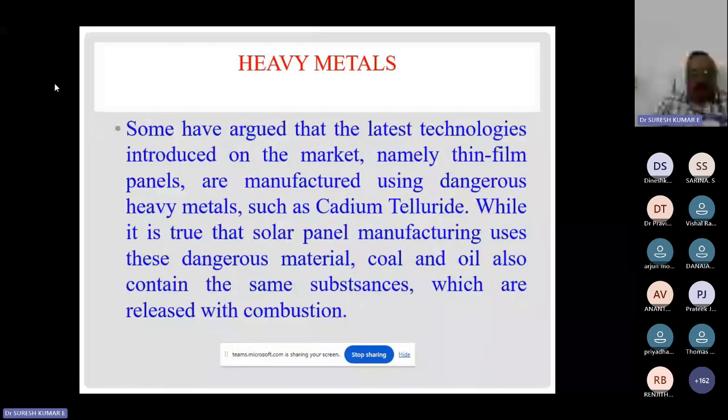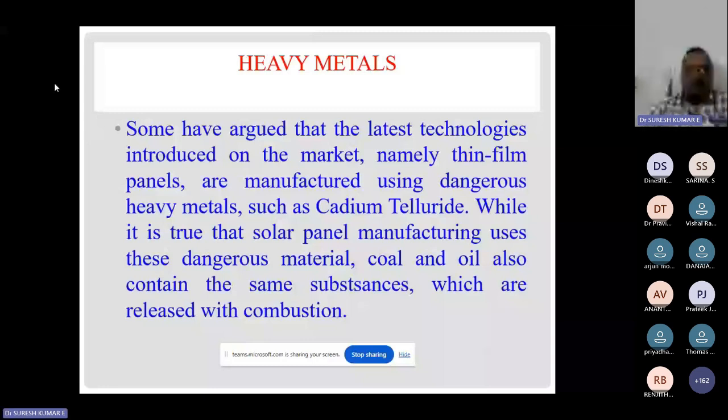Then another thing is heavy metals. Some scientists and engineers argued that the latest technologies introduced on the market, namely thin film panels, you heard about thin film physics and thin film solar photovoltaics, nano solar photovoltaics also there. Thin films are nowadays being used for floating solar panels over dam reservoirs.